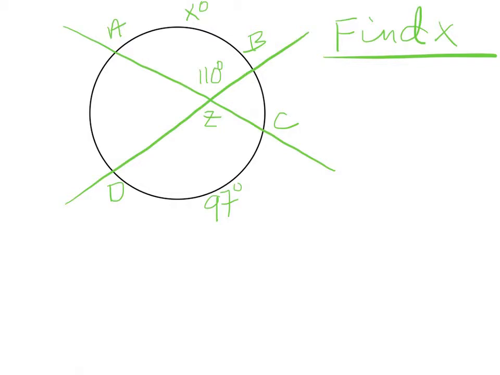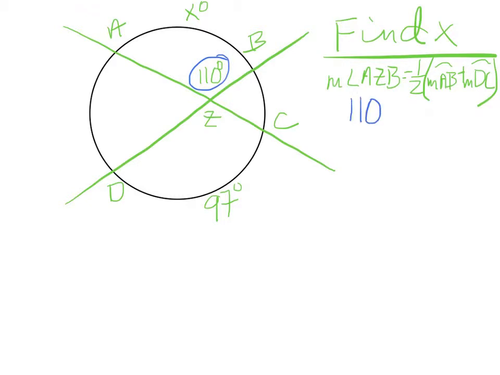So because these are 2 secants intersecting, I know that the measure of angle Z, or if you wish AZB, has to equal 1/2 the measure of the intercepted arcs AB plus the measure of arc DC. And so I know that. So all I do is I fill things in. Well, as I can see, the measure of angle AZB is 110. And then I put 1/2, and the measure of arc AB is X, and the measure of arc DC is 97.